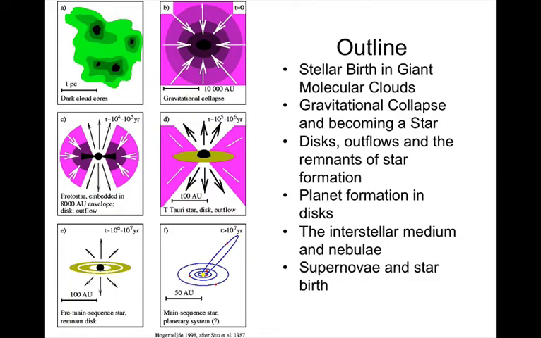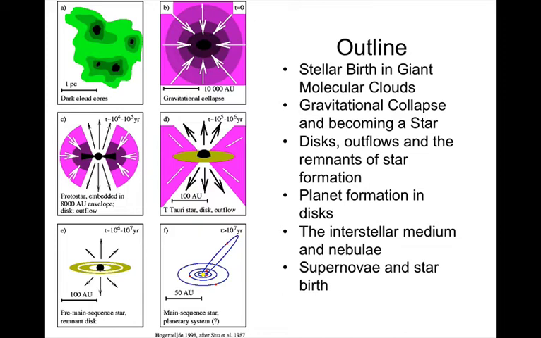To give you a sense for what we're going to talk about today, here's an outline on the right in words, and on the left, a pictorial outline. So I'm going to start by talking about how stars are born in regions of the galaxy called giant molecular clouds. Then I'm going to talk about how stars form through gravitational collapse. And I'm going to talk a little bit about what happens to the material surrounding them, which takes the form of disks and outflows and remnants of star formation.